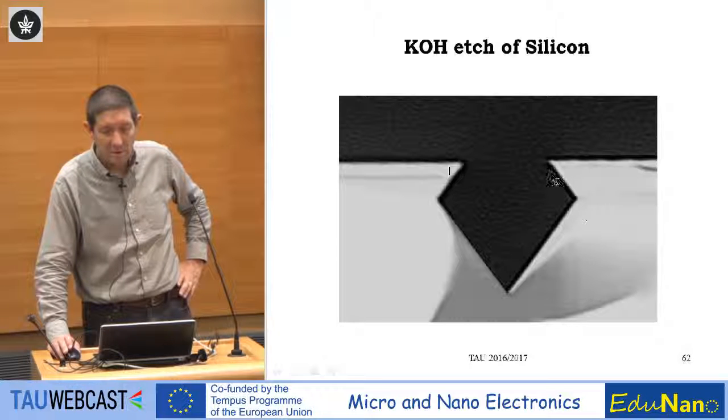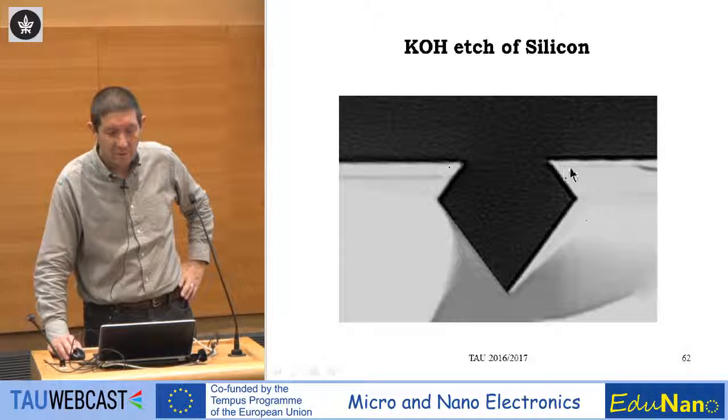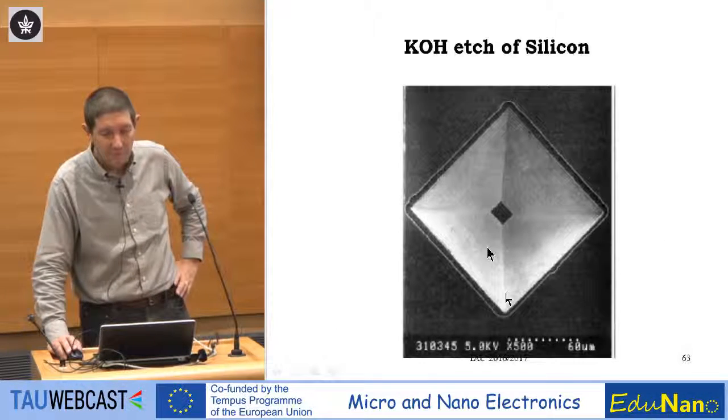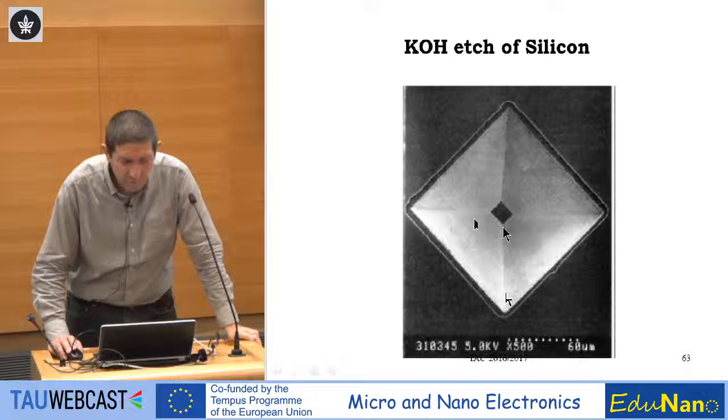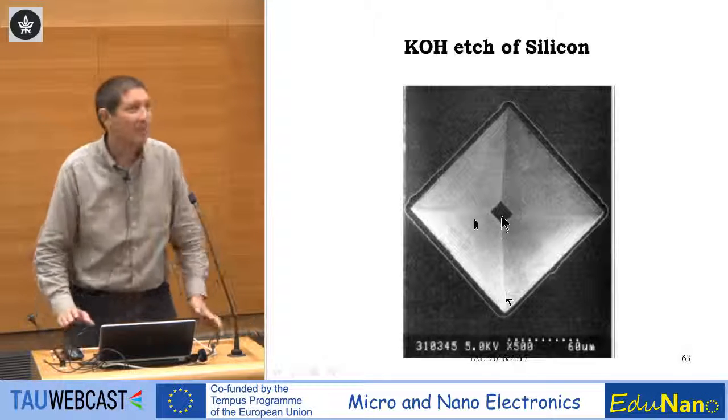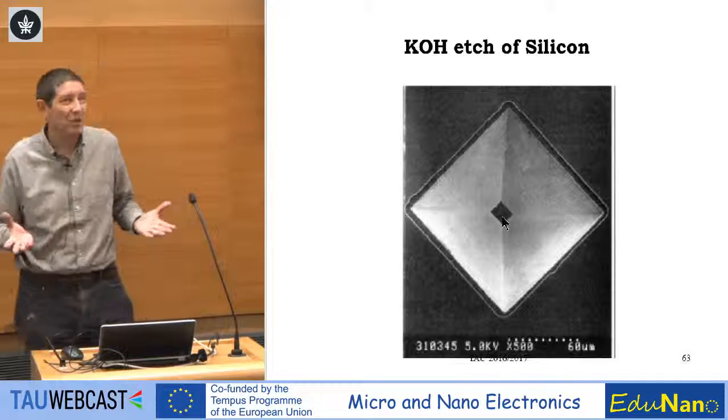And here we put some protective mask on top of it. This is the mask on top of it. This is how it looks. It's pretty nice. And this is KOH of silicon. This is what I showed you before. This is the mask around. This is the etching. And by the way, this is a wonderful way to make a nozzle.